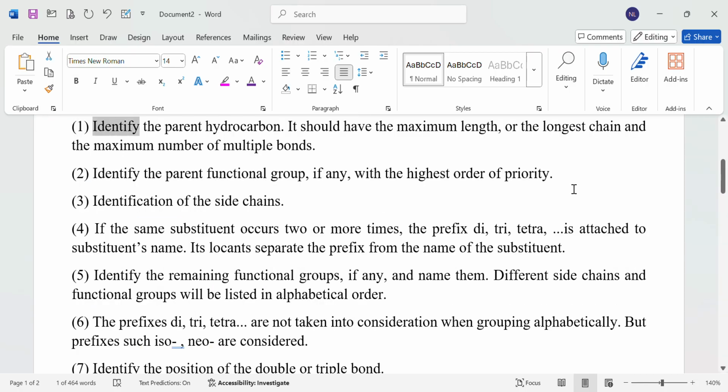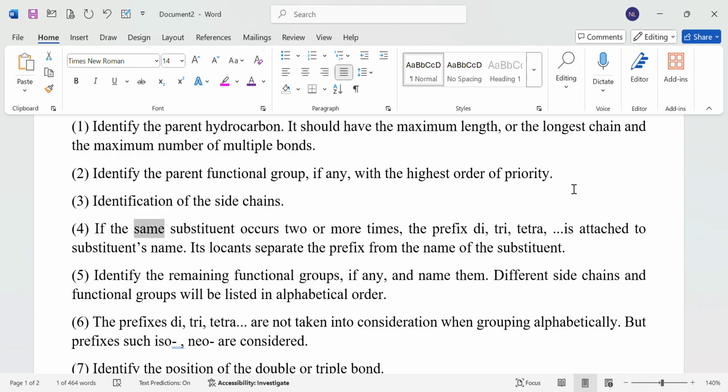1. Identify the parent hydrocarbon. It should have the maximum length, or the longest chain, and the maximum number of multiple bonds. 2. Identify the parent functional group, if any, with the highest order of priority. 3. Identification of the side chains.